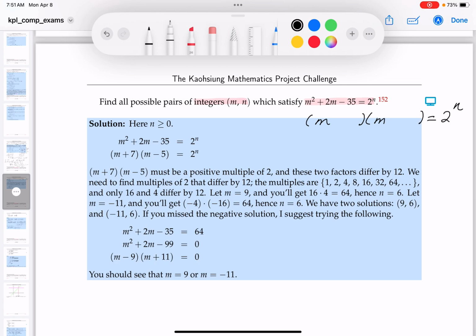This is 2 to the n, by the way. And then the 35, I'm going to say 7 and 5. So plus 7, minus 5. Now, what do I know? I know the product has to be a multiple of 2, by the way.